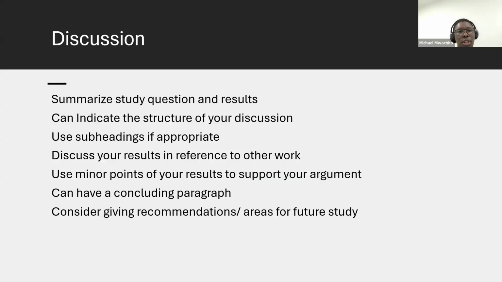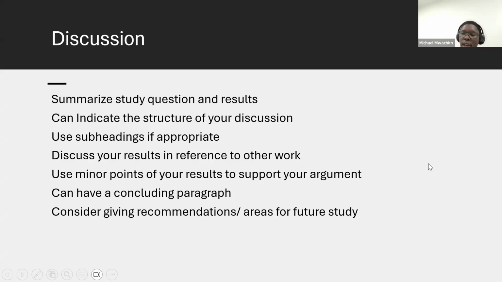And then the next portion is your discussion. So you'll summarize study questions and results. You can indicate the structure of your discussion at the beginning, or you can show it as it goes along. You can use subheadings if it will make it easier for people to follow your results. You can also discuss your results in reference to other work.